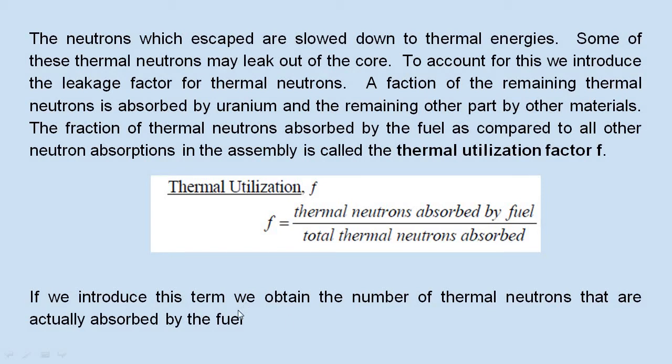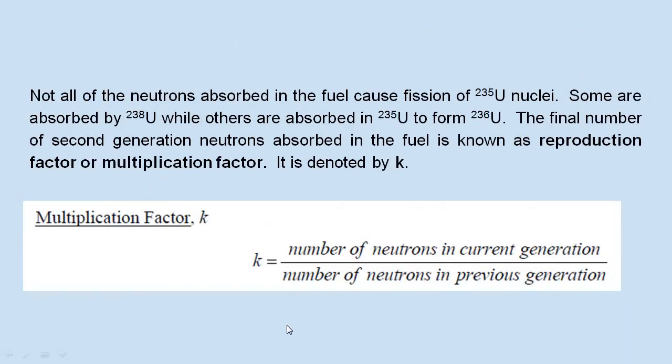If we introduce this term, we obtain the number of thermal neutrons that are actually absorbed by the fuel. Not all the neutrons absorbed by the fuel can cause fission. Some are absorbed by uranium-238, while others are absorbed by uranium-235 to form 236. The final number of second generation neutrons absorbed in the fuel is known as the reproduction factor or multiplication factor. It is denoted by K.